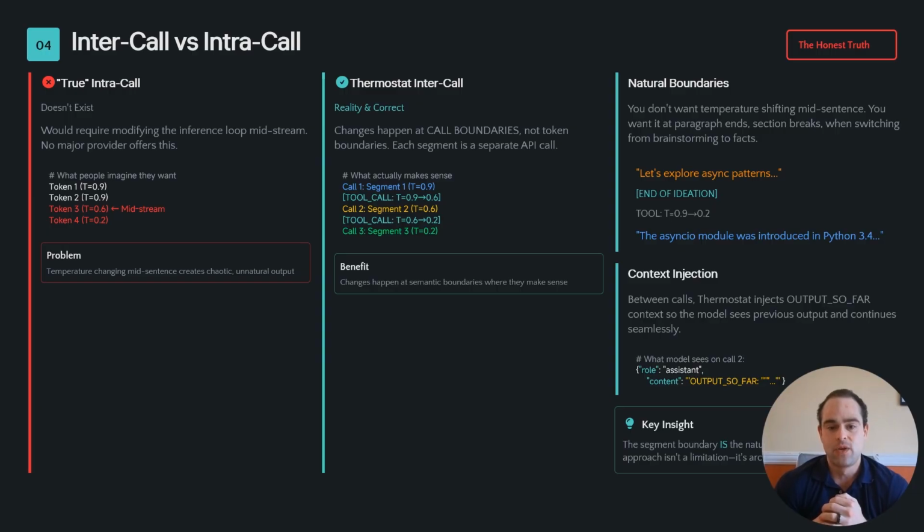So what Thermostat attempts to do is define in the system prompt call boundaries, which are logical points in the response to change the temperature.